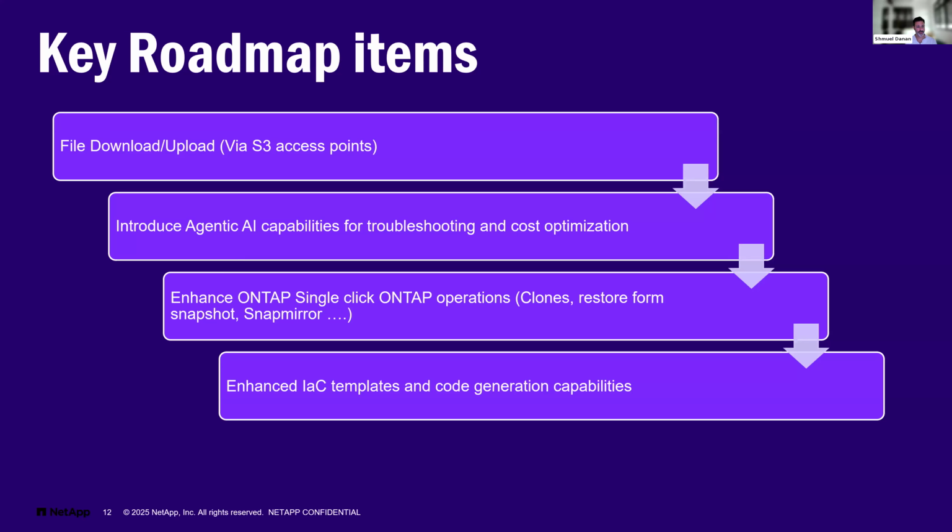We are planning to introduce some agentic AI capabilities to help customers with troubleshooting scenarios and cost optimization, all within VS Code, Cursor, and this type of framework. We're going to enhance the single-click operations, which could be clones, restores from snapshots, SnapMirror, and so on and so forth. So the environment will be rich in terms of the actions that it can provide.